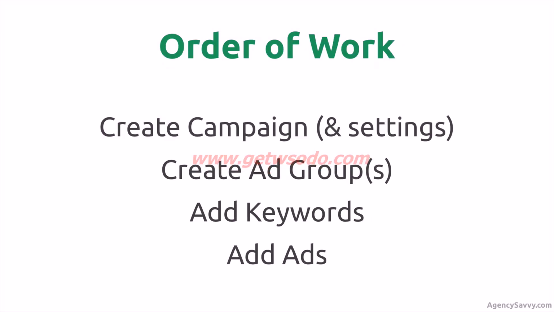So this is just to recap the order of work that you're going to do. You're going to start by thinking about your goals and your personas and doing your research. But once you open up Google Ads, your first thing you're going to do is create the campaign with all of the settings. Then you're going to create your ad groups, and then you're going to add your keywords and your ads to those groups.